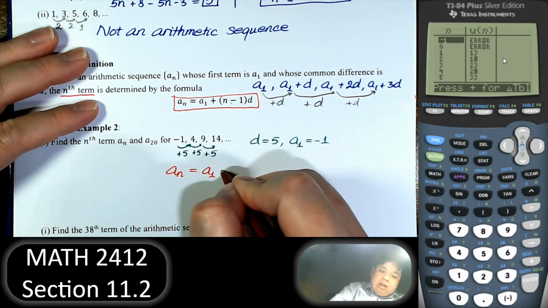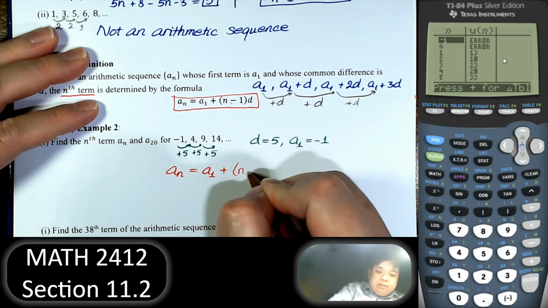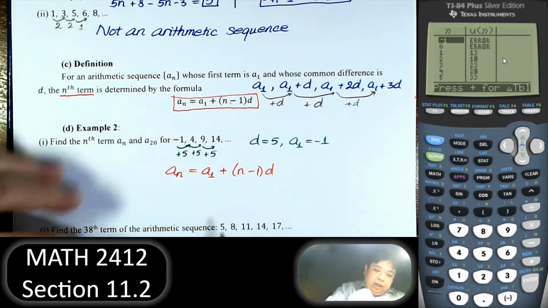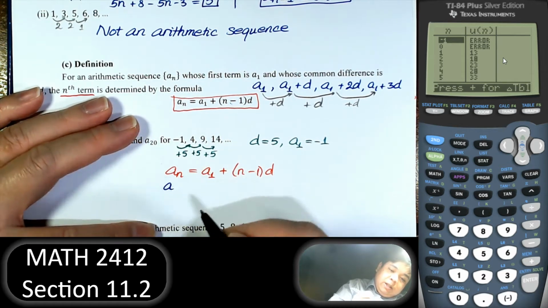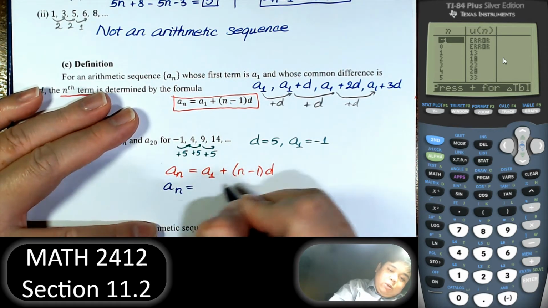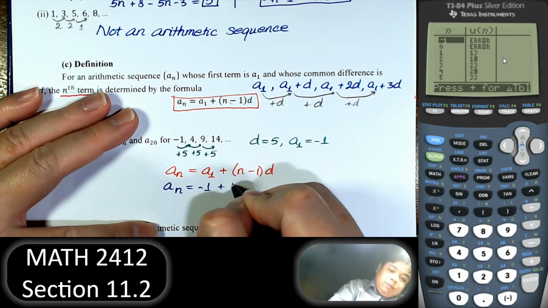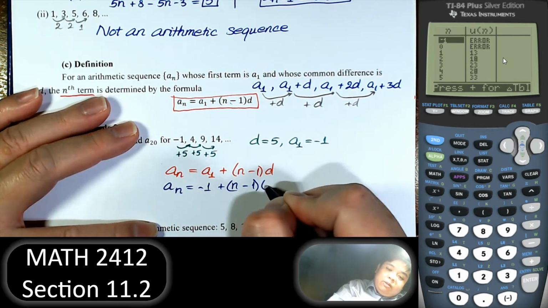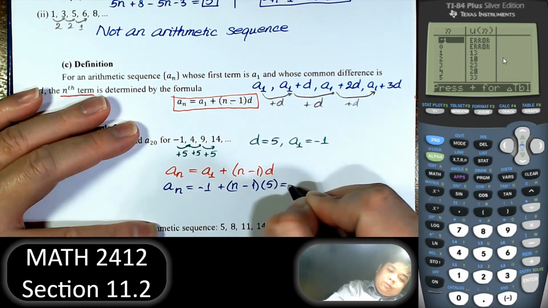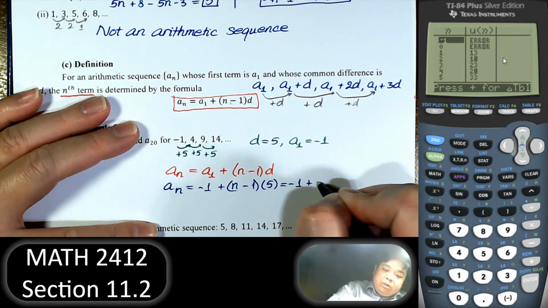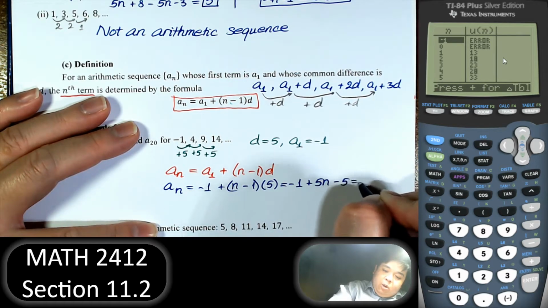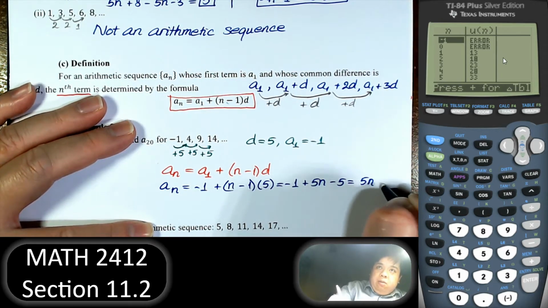So the formula for the general term, or the nth term, is this: a sub n is equal to a1, which is -1, plus (n minus 1) times d, which is 5, which we can multiply out. 5n minus 5 minus 1, or we can say 5n minus 6.